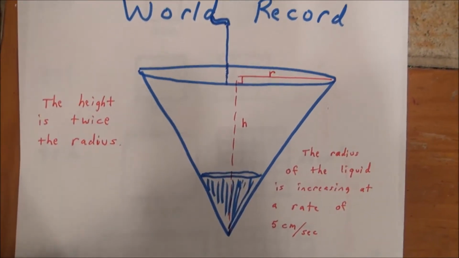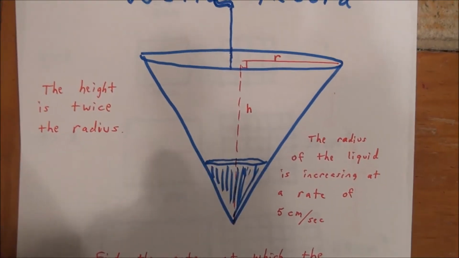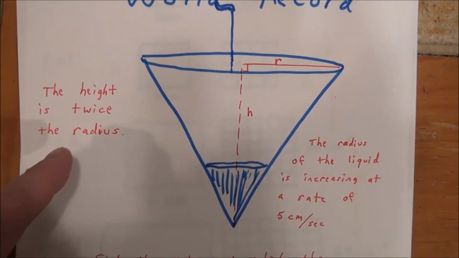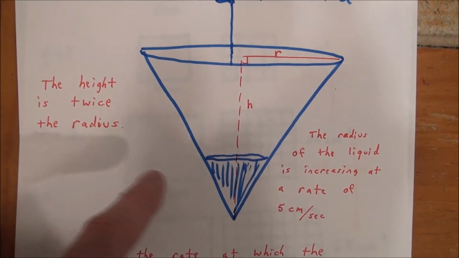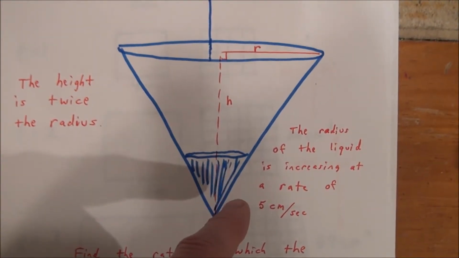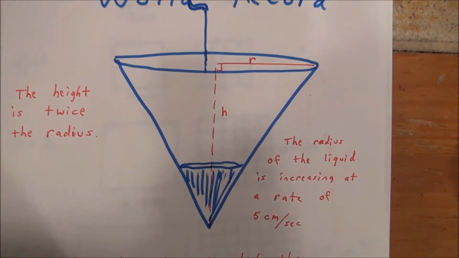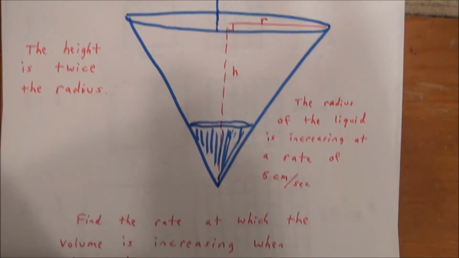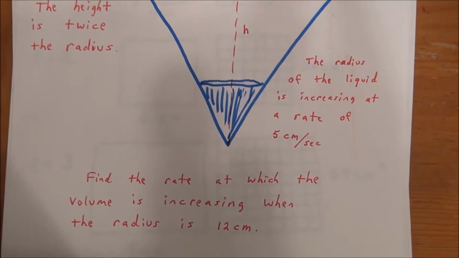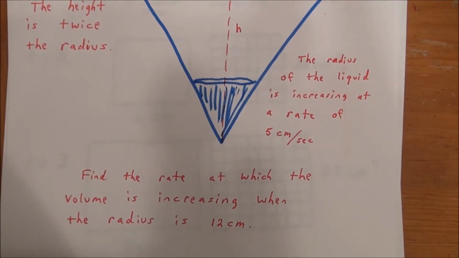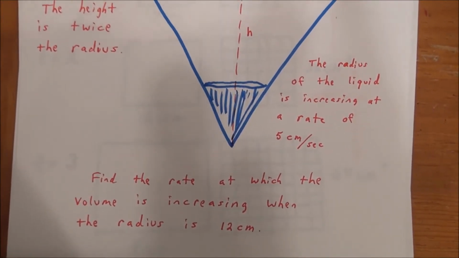Here we go. We've got this cone right here, and let's suppose we're told that the height of the cone is twice the radius, and we're told that the radius of the liquid is increasing at a rate of 5 centimeters per second. So what we want to know is, find the rate at which the volume is increasing when the radius is 12 centimeters across.